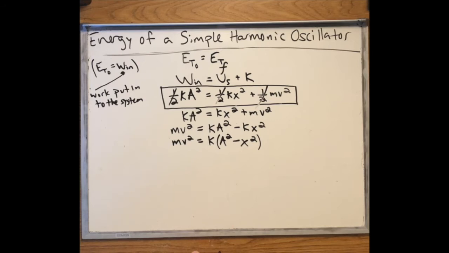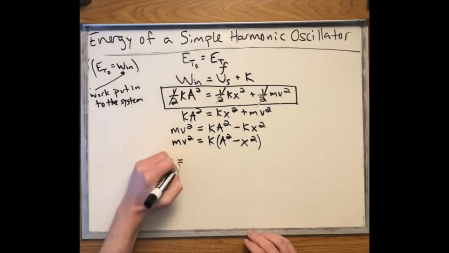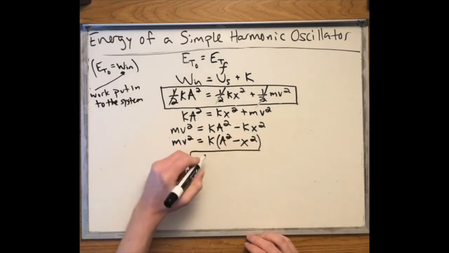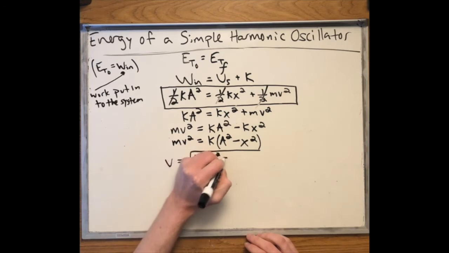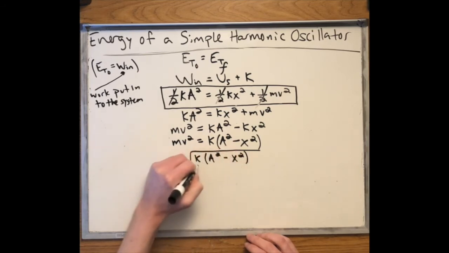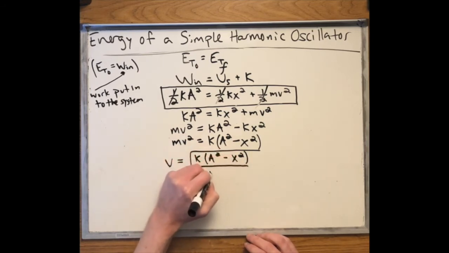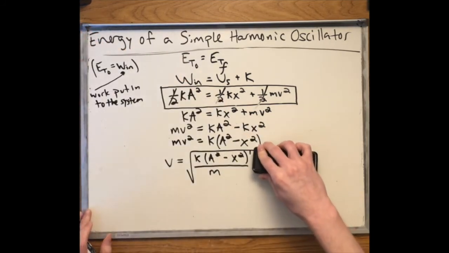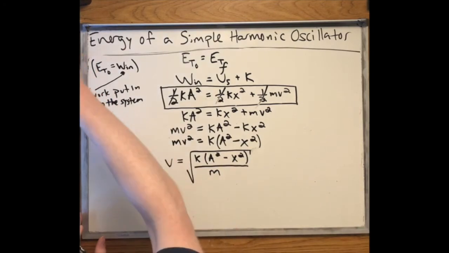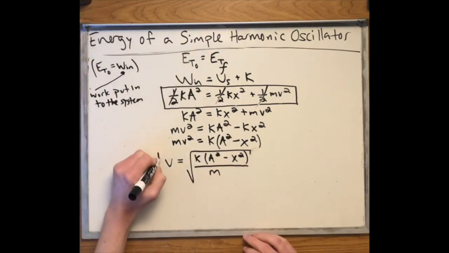And then lastly, to solve this for the speed, I got to divide by m and take the square root. You guys are good at math, so I'm going to kill two birds with one stone here. And I have k times a squared minus x squared, all over m. And that's all under the radical. So there's my equation for the speed.